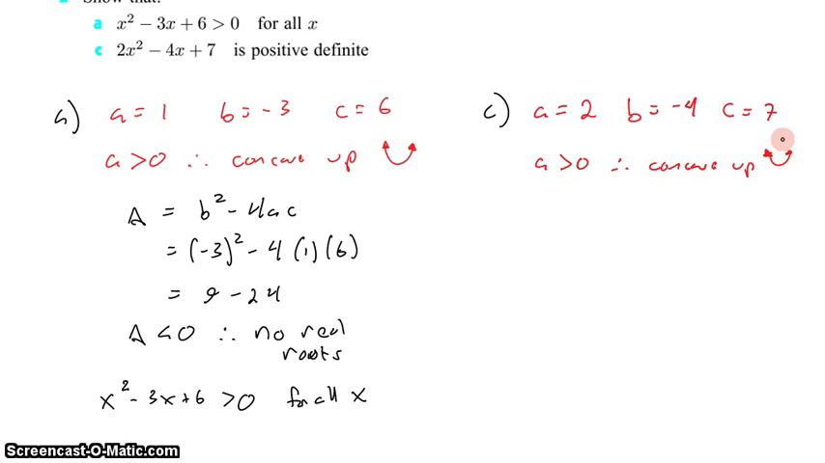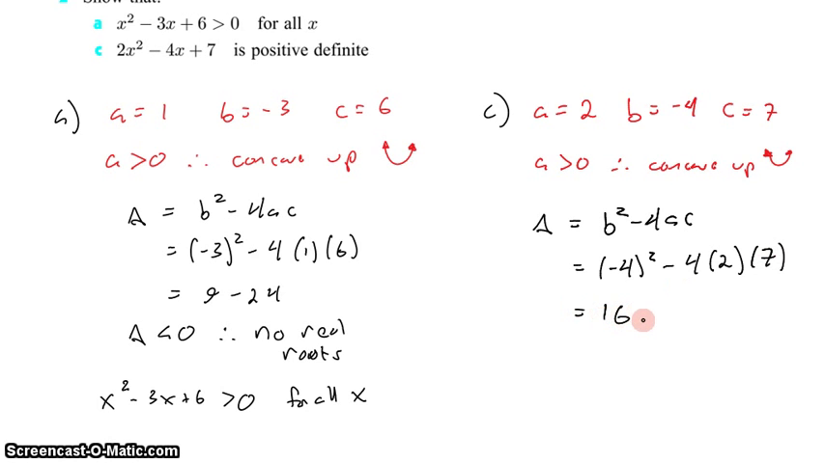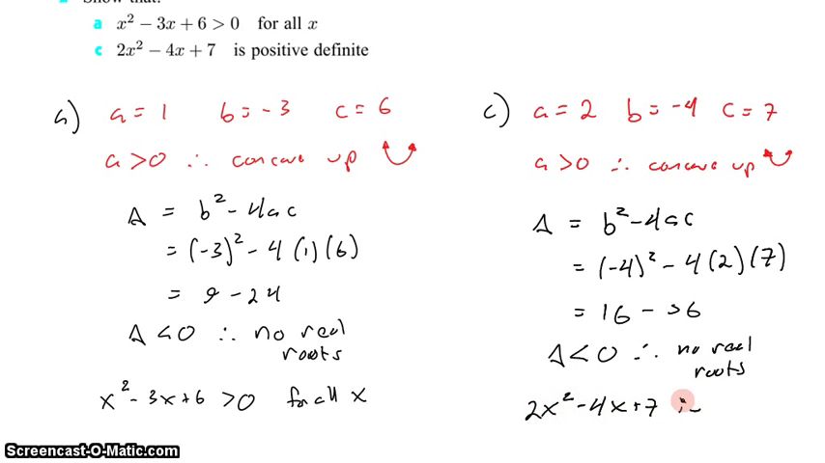So in order to show that this is positive definite, I just need to show that this quadratic will have no solution, so that it's always in quadrants 1 and 2. And I'll do that again using the discriminant. That's -4 squared take 4 times A times C. That'll be 16 take 56. And so once again, the discriminant is less than 0. Therefore, no real roots. Therefore, 2x squared take 4x plus 7 is positive definite.